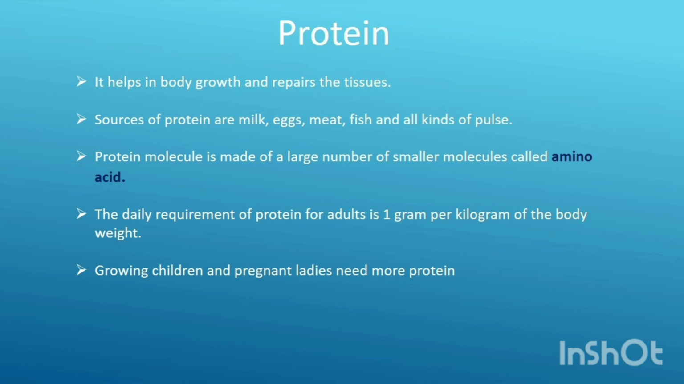Protein helps in body growth and repairs the tissues. Sources of protein are milk, eggs, meat and all kinds of pulses. Protein molecule is made of a large number of smaller molecules called amino acids. The daily requirement of protein for adults is 1 gram per kilogram of body weight. For example, if a person's weight is 70 kg, he has to eat 70 grams of protein. Growing children and pregnant ladies need more protein.